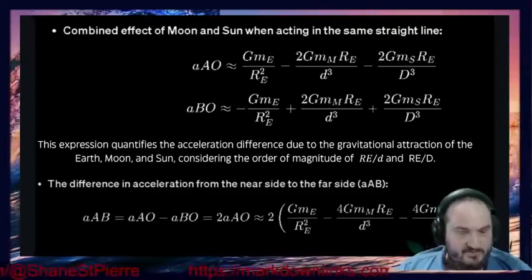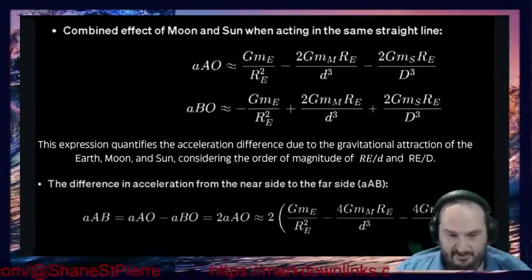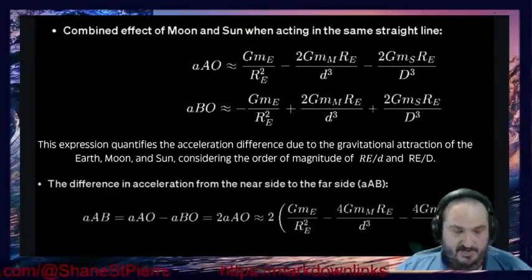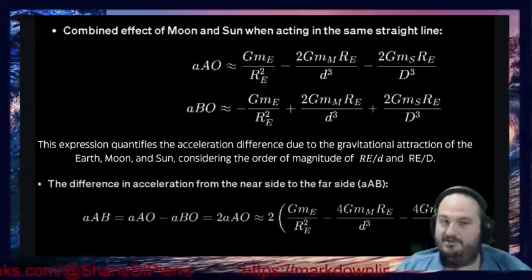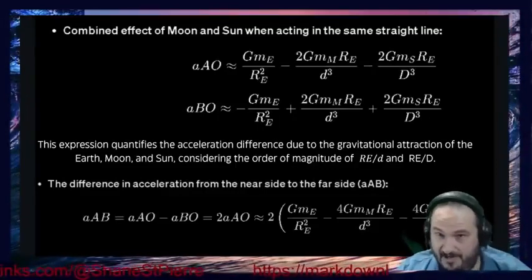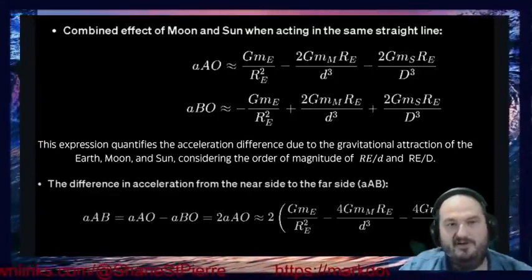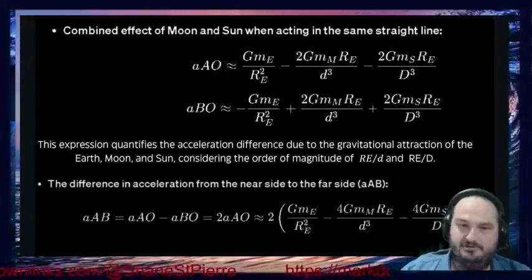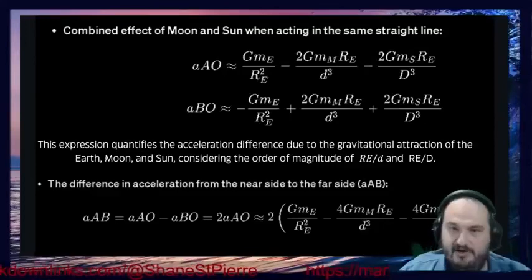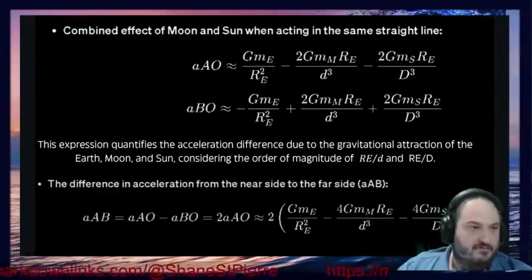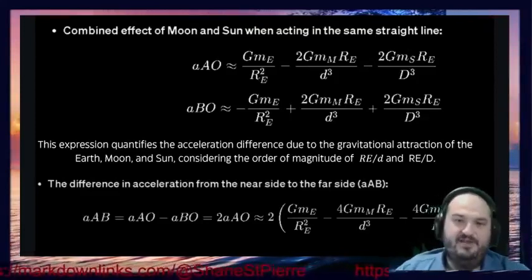It's talking about when the sun and the moon are orbiting and they get close together, then that is a constructive interference, and they usually result in the spring or neap tides, right? But this is what it's talking about, is when it's combined, when the gravitational forces are combined in the straight line, this is what the expression of the force would be, right? So it says quantifies the acceleration difference due to the gravitational attraction of the Earth, moon, and sun, considering the order of magnitude of the radius of the Earth between the Earth and radius of the Earth between the moon, right? So it calculates the difference in acceleration from the near side to the far side.